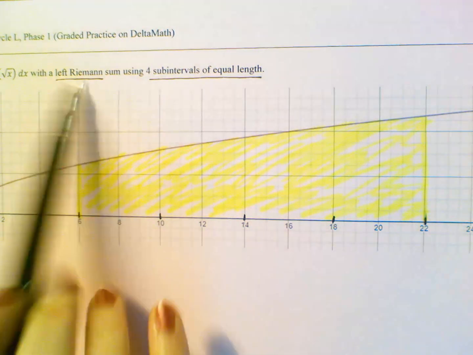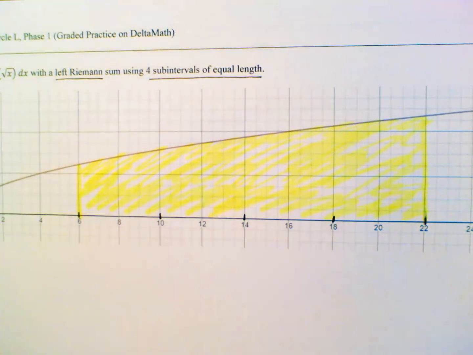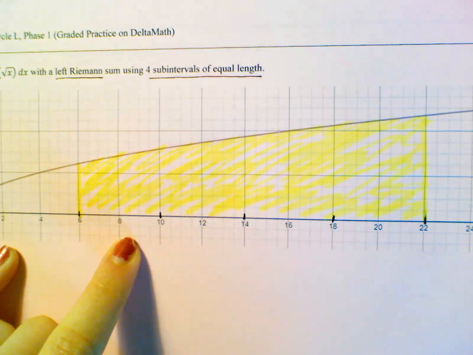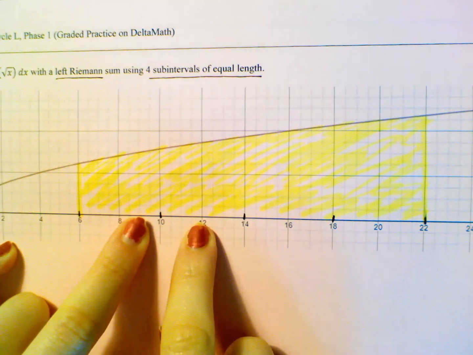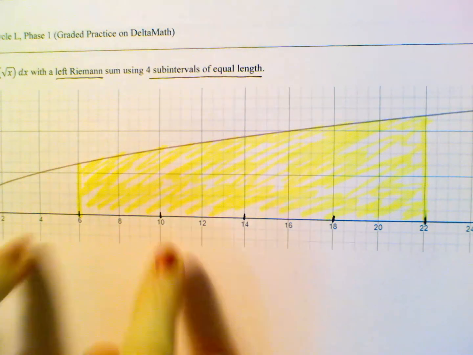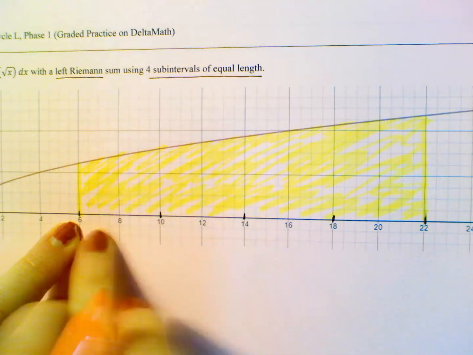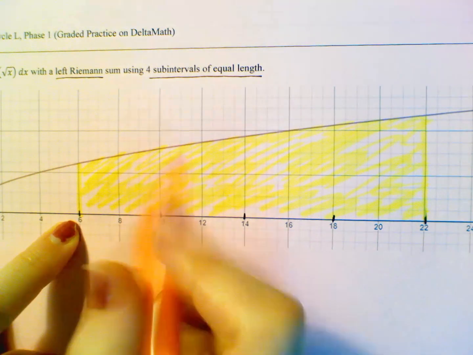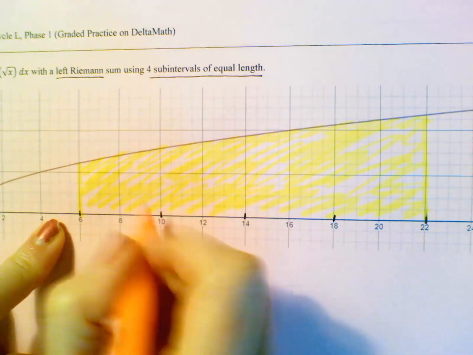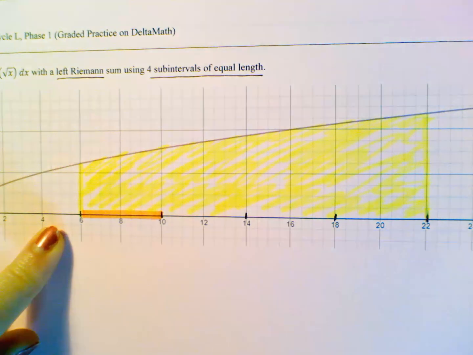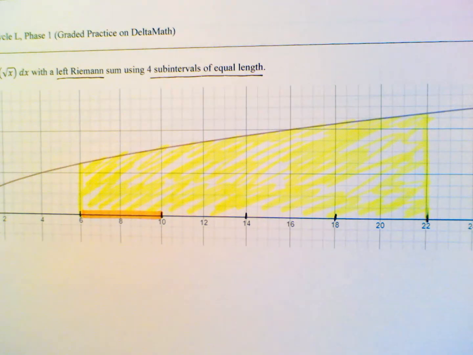Now, what does a left Riemann sum mean? I will show you. If you're in physics, you may have already been introduced to this, but let me just show you. This first subinterval, I'm going to make a rectangle using this first subinterval. So the base of my rectangle is going to be that subinterval length. Okay, so this is going to be the base of the rectangle.